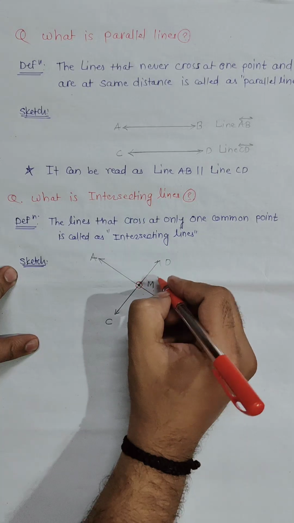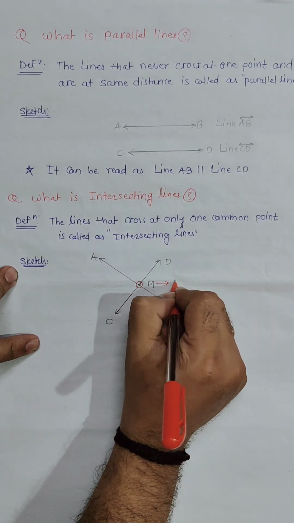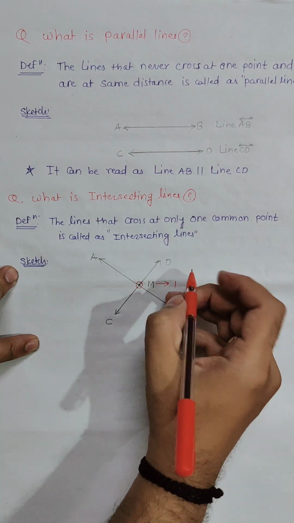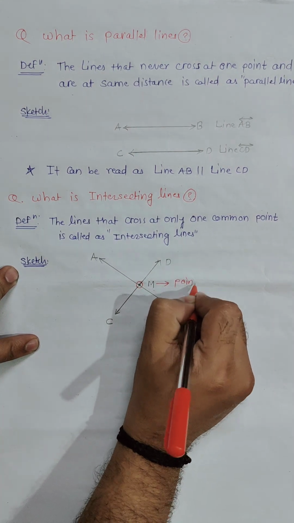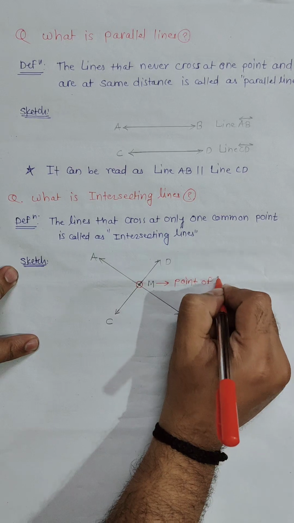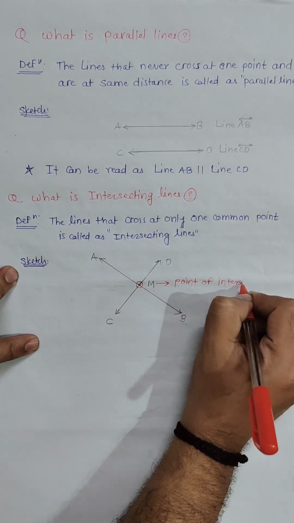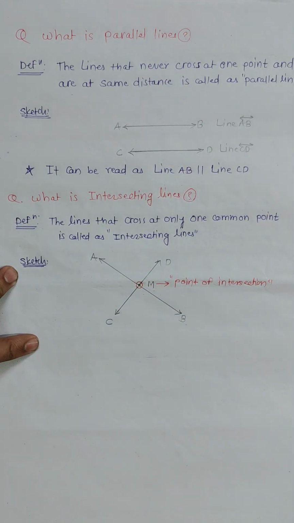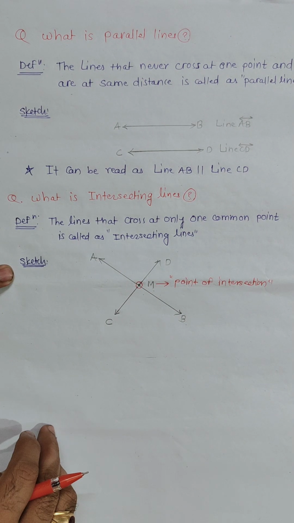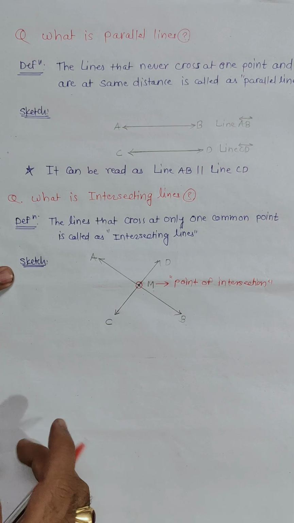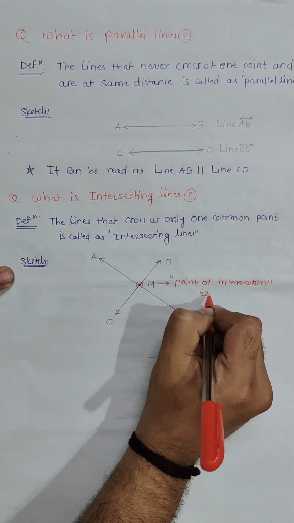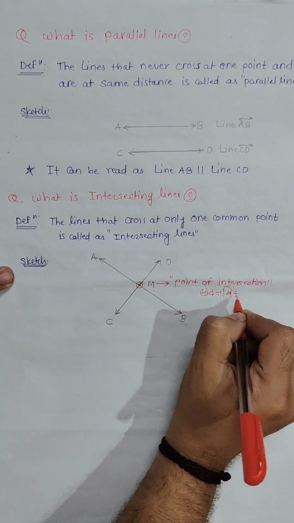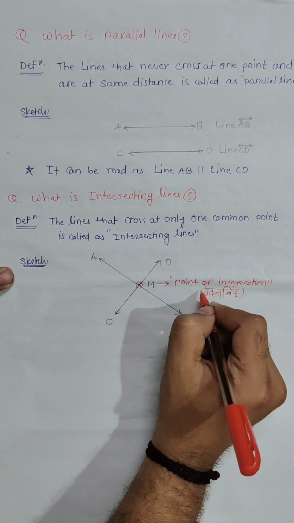That point M is called the point of intersection. In Marathi, it is called Chedan Bindu. Clear?